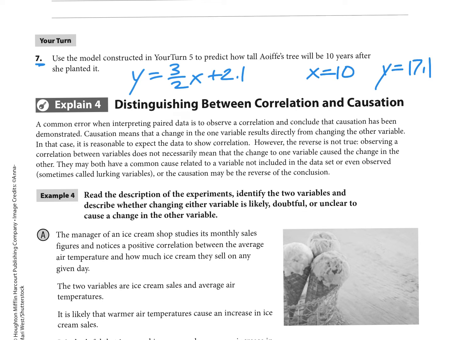So that's how you use your line of fit. Lines of fit are used to make future predictions. Now, what you've got to understand is a line of fit is not the exact answer. Okay, this is not exact data because, again, it's our line of best fit. It's not the exact fit.